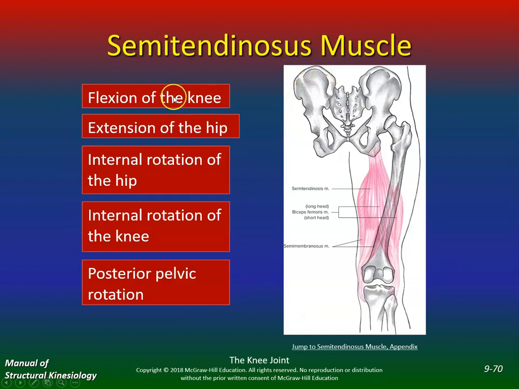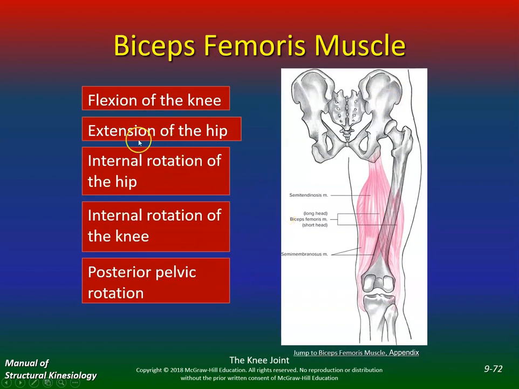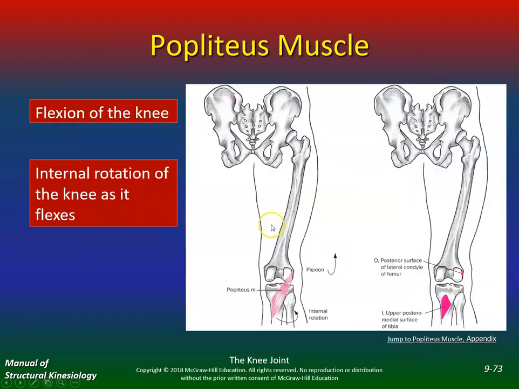Here's the semitendinosus: flexion of the knee, extension of the hip, internal rotation of the hip, internal rotation of the knee, posterior pelvic tilt. Semimembranosus: flexion of the knee, extension of the hip, internal rotation of the hip, internal rotation of the knee, posterior pelvic tilt. Biceps femoris: flexion of the knee, extension of the hip, external rotation of the hip, external rotation of the knee, posterior pelvic tilt.